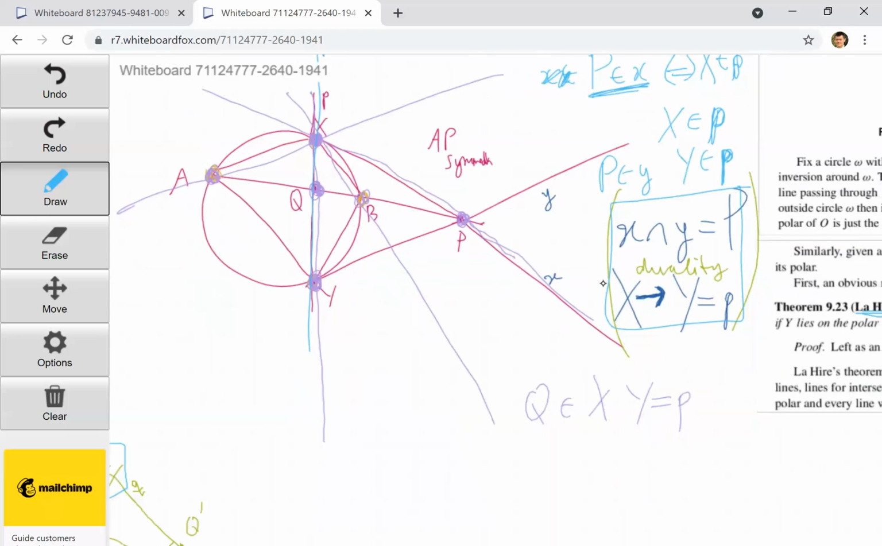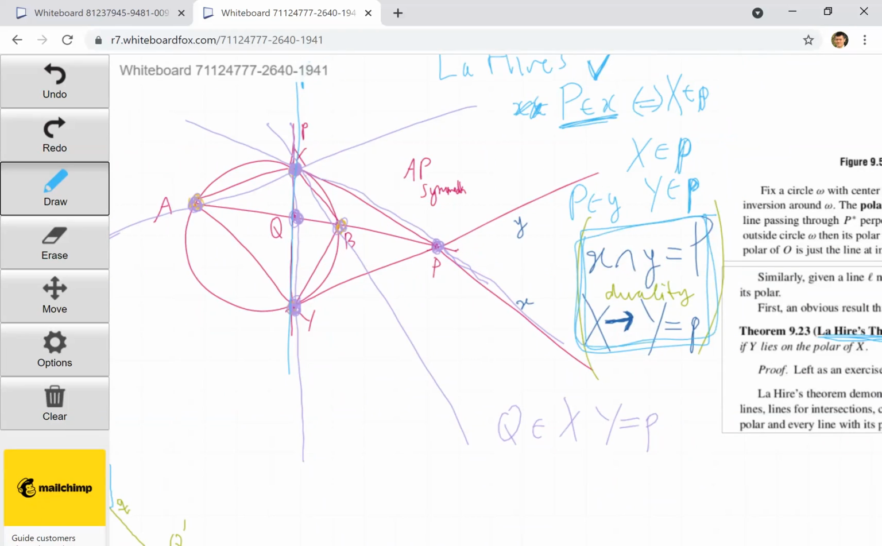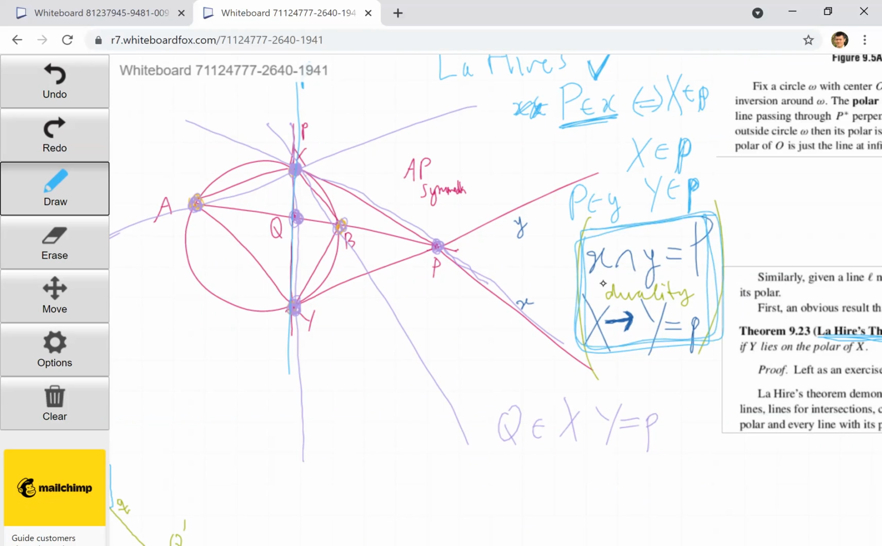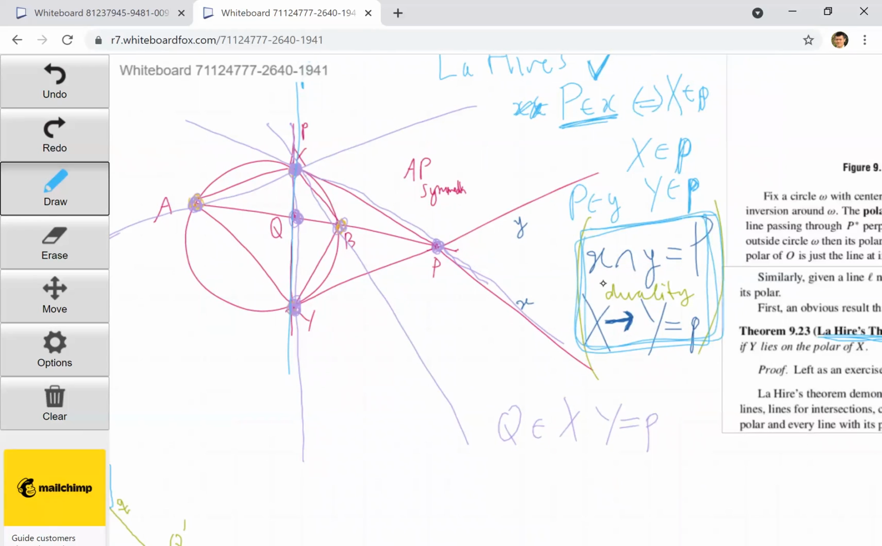Yeah, so more generally, you can be confident in using this duality as a theorem. Whenever two points lie on a line, their polars intersect at the pole of that line. Or conversely, if two lines intersect at a point, then the poles of those lines meet to give you the polar of that point. These things are much easier to say and think about than to listen to.